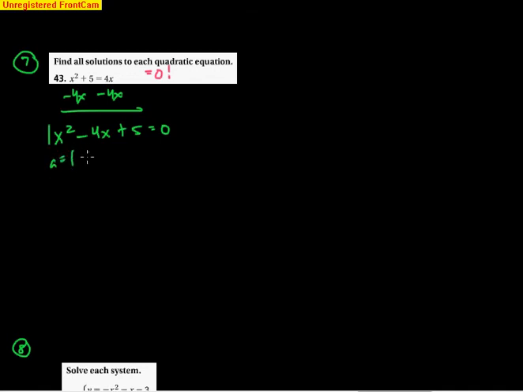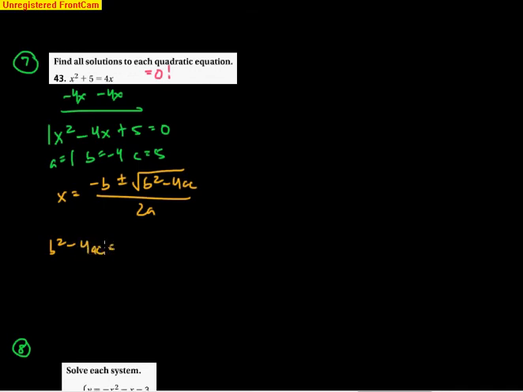My a is a 1. There's a 1 there. My b is a negative 4, and my c is a 5. And we are going to use the quadratic formula: x equals the opposite of b plus or minus the square root of b squared minus 4ac, all over 2a. I will first find what b squared minus 4ac is. B squared is negative 4 squared, minus 4 times a times c. That is 16 minus 20. That's a negative 4.